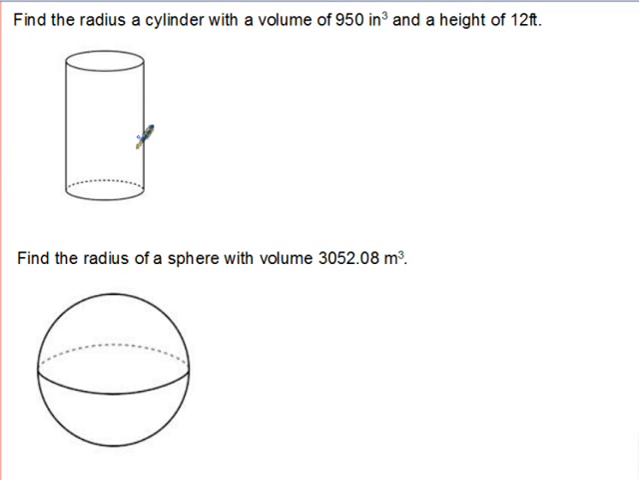Find the radius of a cylinder. Volume. Okay, sorry. Starting to lose it. Pi r squared h, the volume is 950. Pi, the radius we don't know, r squared.